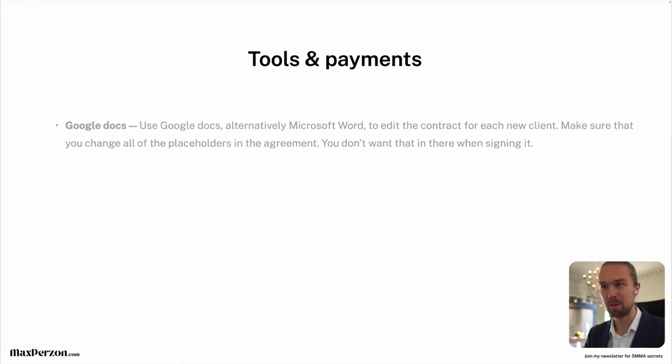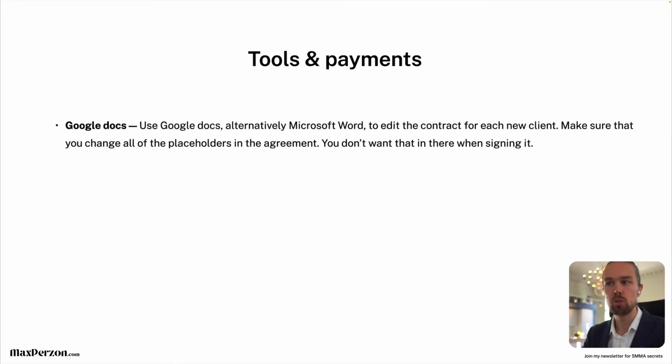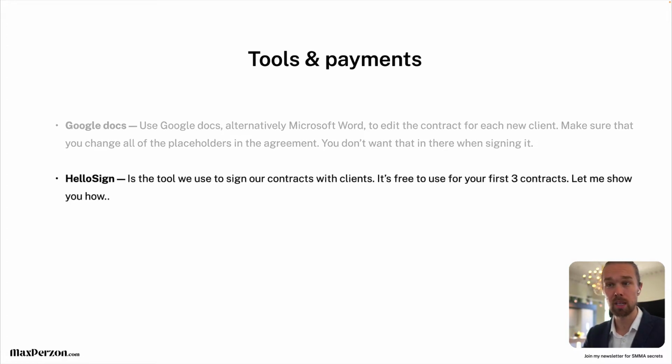So tools and payments. Google Docs. So use Google Docs, alternatively Microsoft Word, to edit the contract for each new client. Make sure that you change all of the placeholders in the agreement so that it fits your agency, right? You don't want the placeholders in there when you send it and people sign it, right? So make sure that you double and triple check everything.